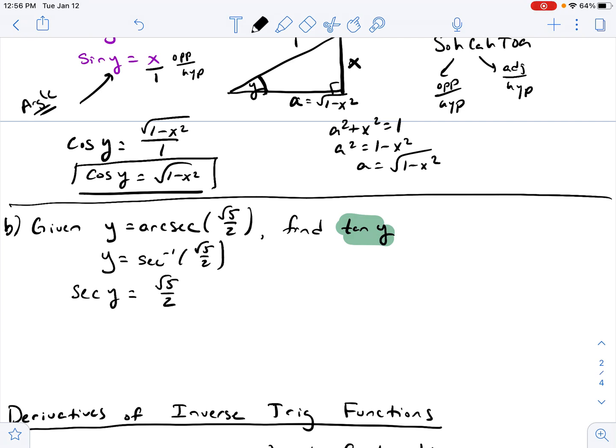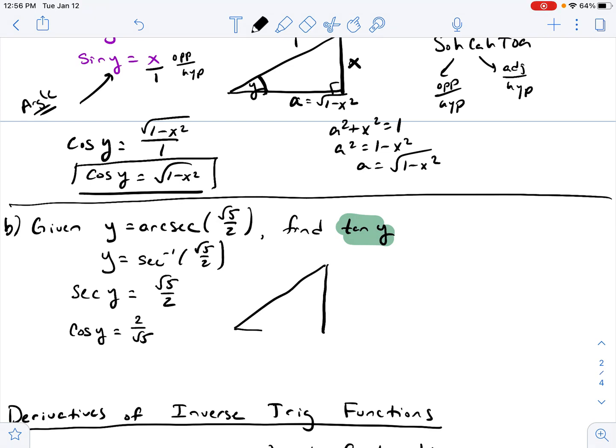And secant is really what? 1 over cosine. So if I take the reciprocal of both sides, I get this back. All I did was flip both sides. Secant is the flip of cosine, so if I flip this side, I flip that side. And so now we have it back in terms of a basic trig function we're familiar with, cosine. So we're told the cosine is radical 2 over radical 5.